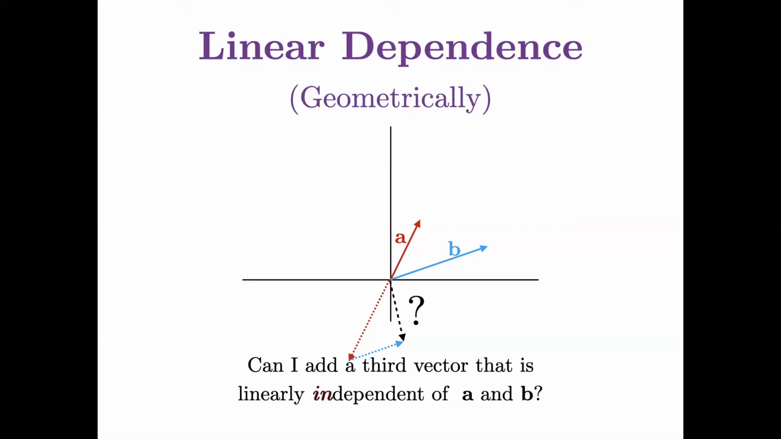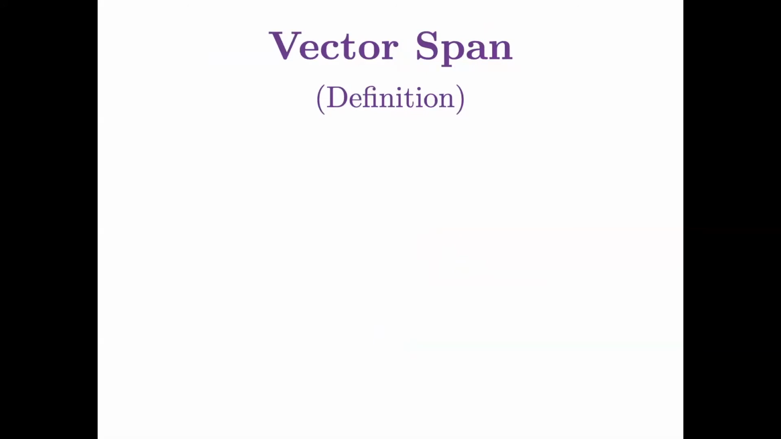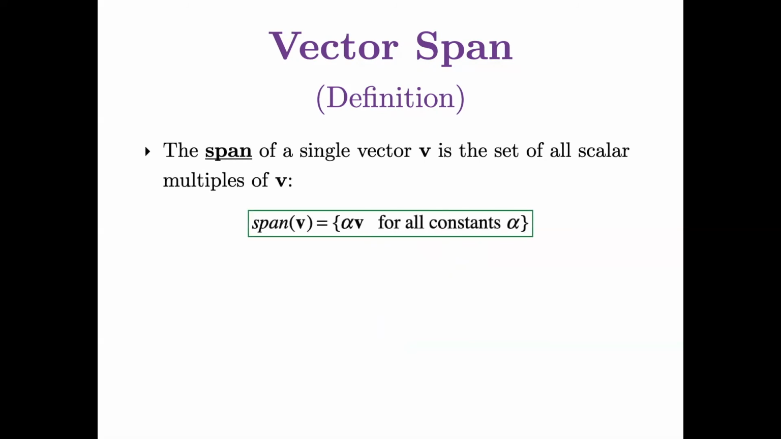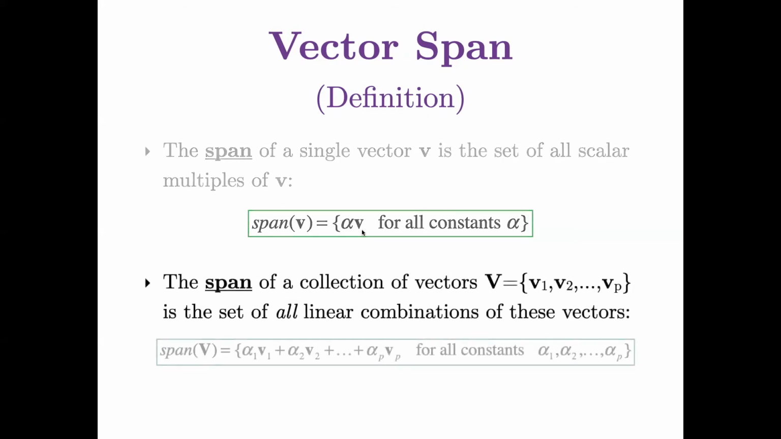And to formalize this, we will introduce the notion of vector span. The span of a single vector, V, is the set of all scalar multiples of V. So in set notation, I would write the span of V is alpha times V for all constants alpha. So any vector that can be written as a multiple of V is in the span of V. The span of a collection of vectors, V1 through Vp, is the set of all linear combinations of these vectors. So any vector that can be written as a linear combination of V1 through Vp is in the span of the set of those vectors.